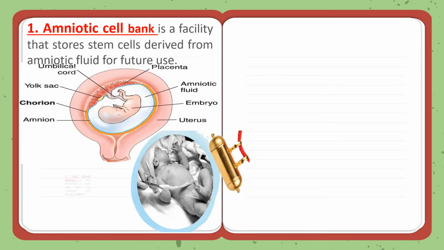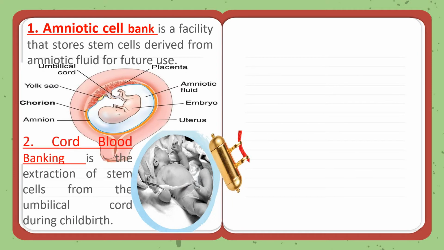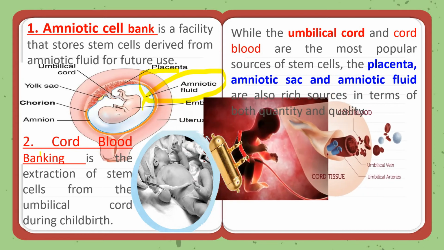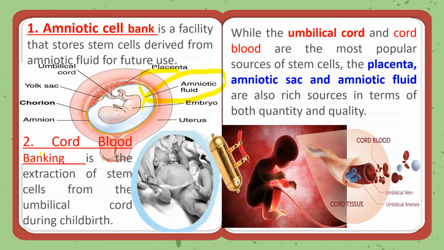Now we have different types of cell banking. One is amniotic cell banking. It is a facility that stores stem cells derived from amniotic fluid for future use. So see here, we take the amniotic fluid. So the amniotic fluid is stored for future use. And next one, umbilical cord blood banking. So the picture clearly shows that one.